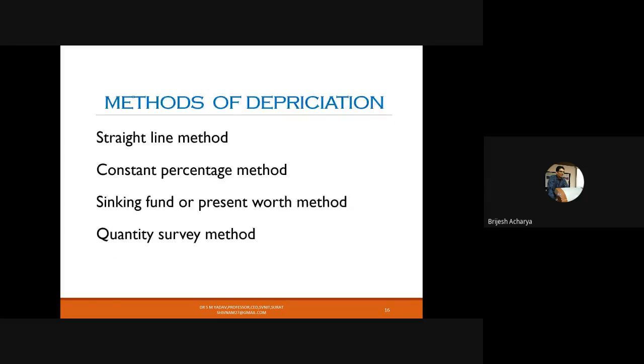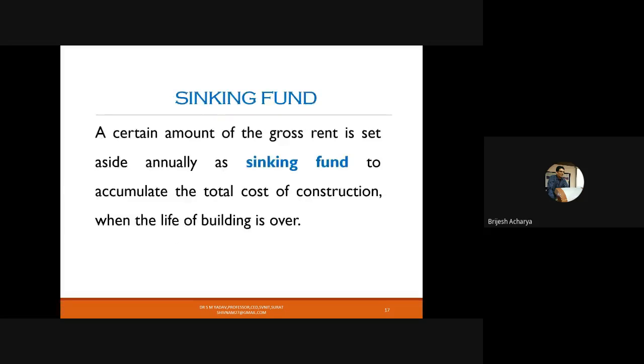This depreciation is worked out using a number of methods. The methods used for computing depreciation are the straight line method, constant percentage method, sinking fund or present worth method, or quantity survey method. The sinking fund method, what is sinking fund? A certain amount of the gross rent is set aside annually as sinking fund to accumulate the total cost of construction when the life of the building is over. So the sinking fund is an amount which is kept aside annually to replace the existing building after its lifespan is over. So this is also one of the methods of depreciation.